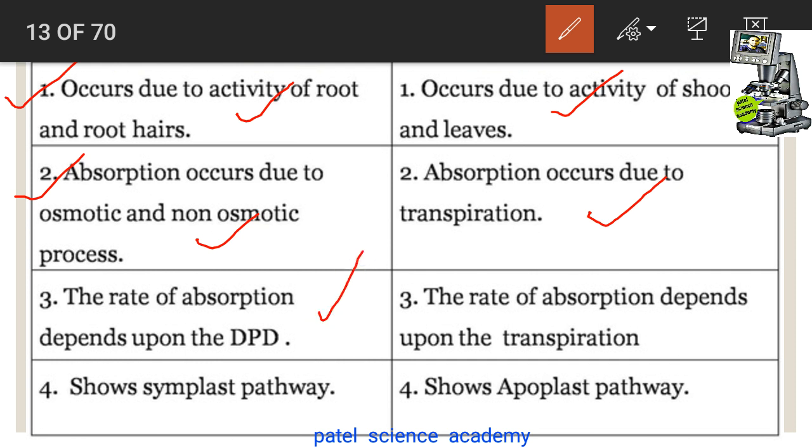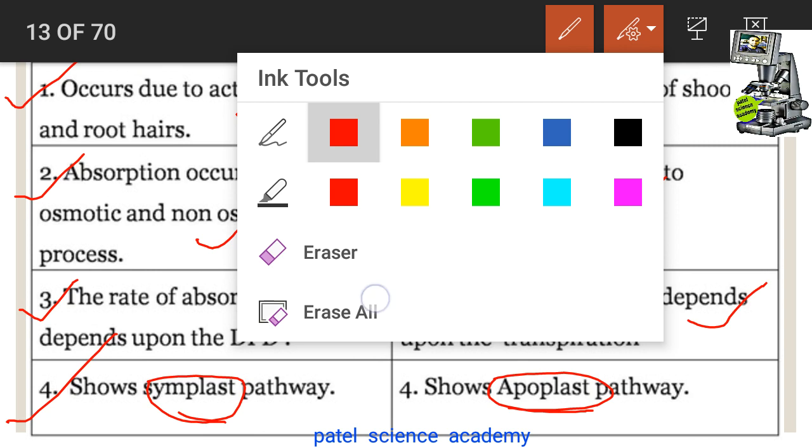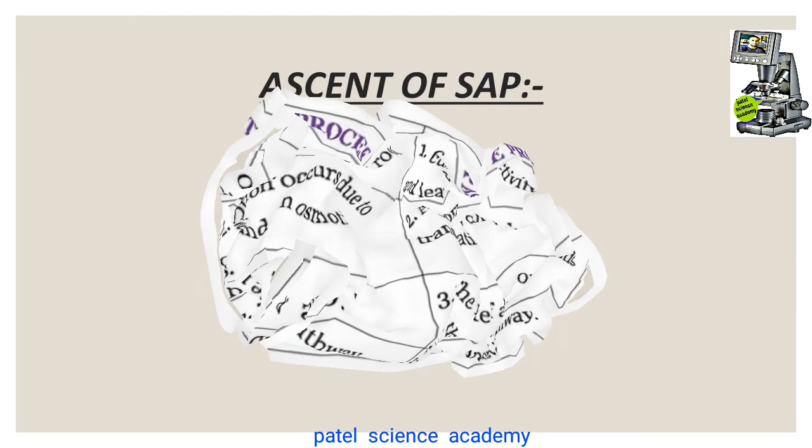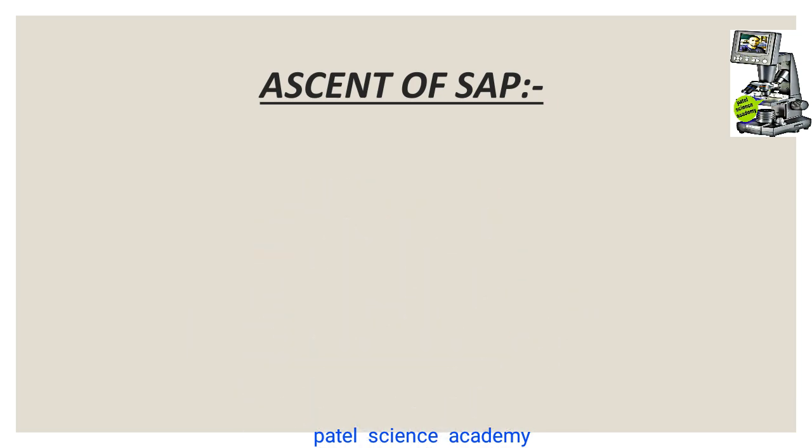The third difference lies in the rate of absorption: in active transport it depends upon the DPD, while in passive transport it depends upon the transpiration. And the last difference is that active transport shows the symplast pathway, while passive transport shows the apoplast pathway. So these are the four differences between the active process and the passive process of water movement.